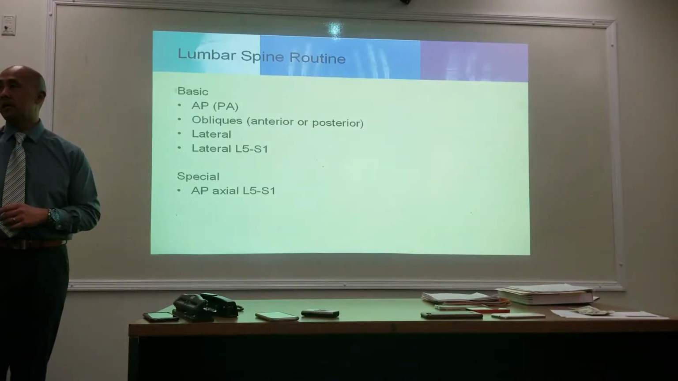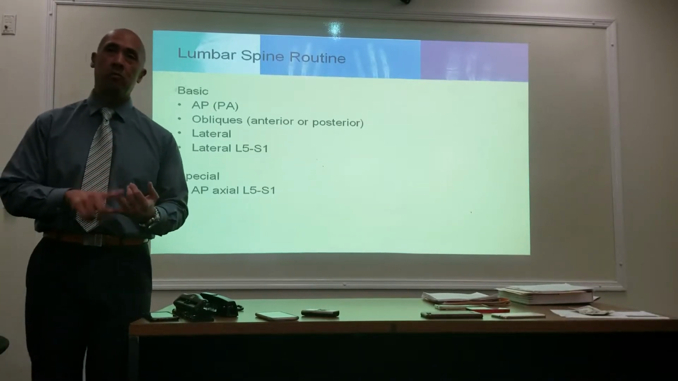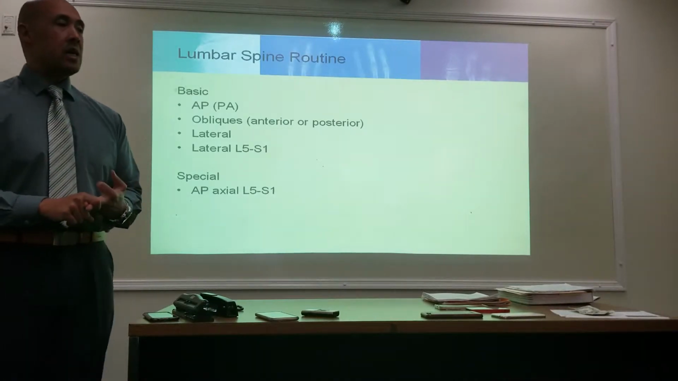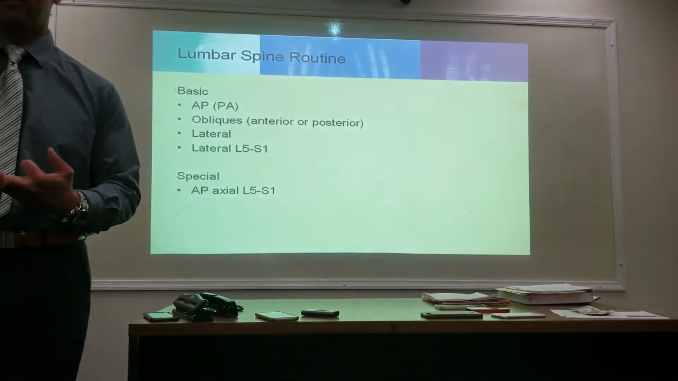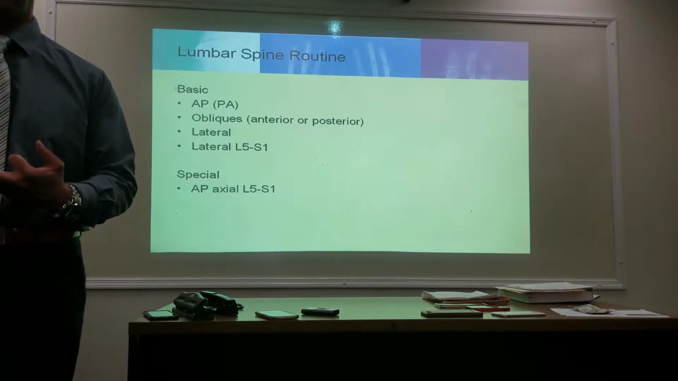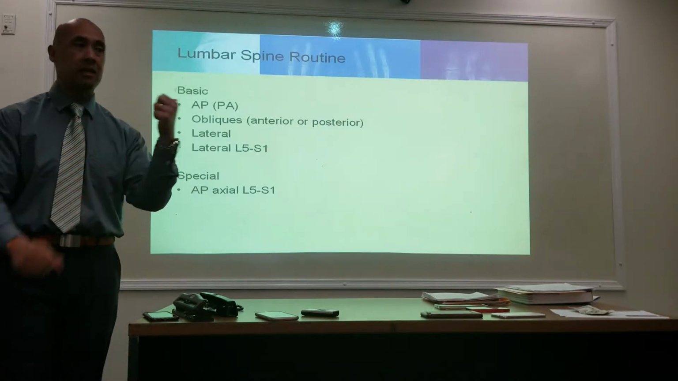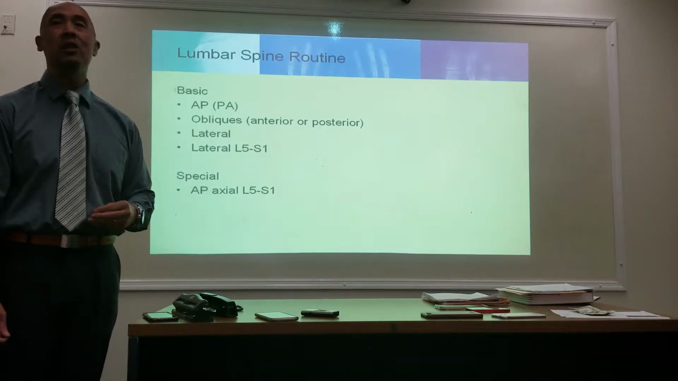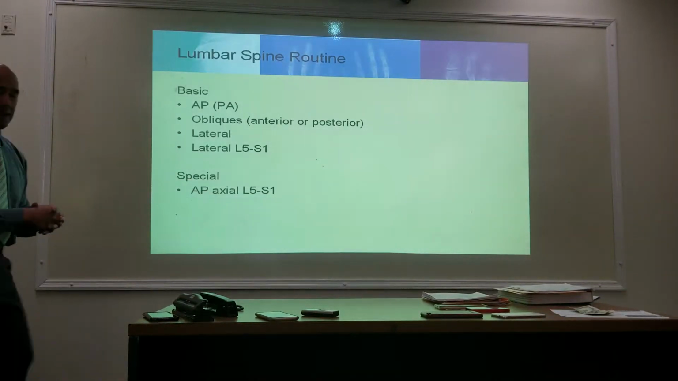So let's go ahead and talk about the routine views. You have AP, your two obliques, your lateral, and then your spot film, which is your L5S1. In your facilities, do you have a full lumbar series versus a limited lumbar series? Yes, right? Okay, so the full series is these 5 projections: AP, lateral, bilateral obliques, and L5S1. With a limited, what are we eliminating? The obliques. So the obliques are eliminated in a limited L spine.